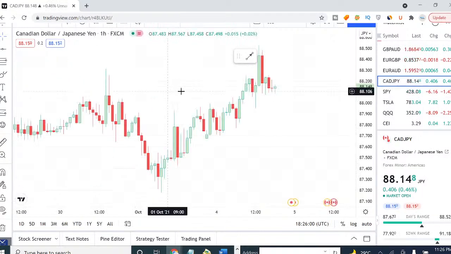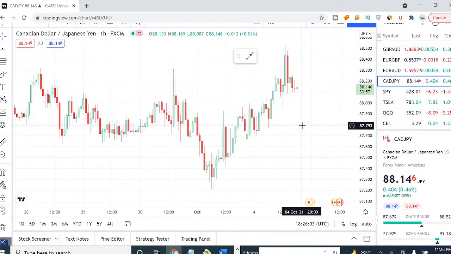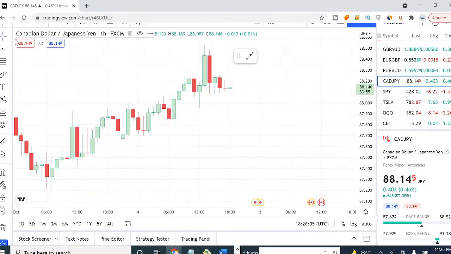Okay guys, next, Canadian dollar JPY. Simply, I'm going to ask where it is at the moment from this level.